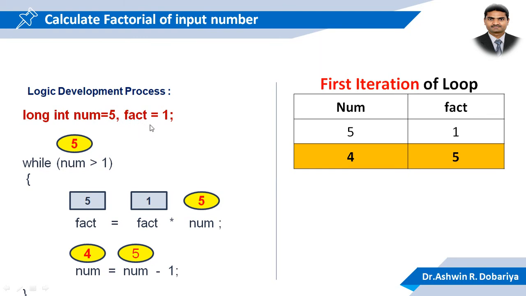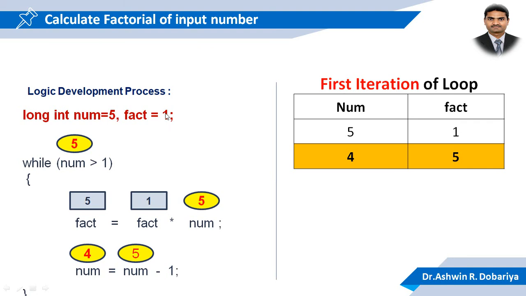When we see the practicals in Turbo C, at that time we will ask for the number from the user, but for understanding the logic, here I have mentioned, suppose our input number is 5, then how can we write the logic of this program, right? So here we have stored number as 5, then factorial is equal to 1.